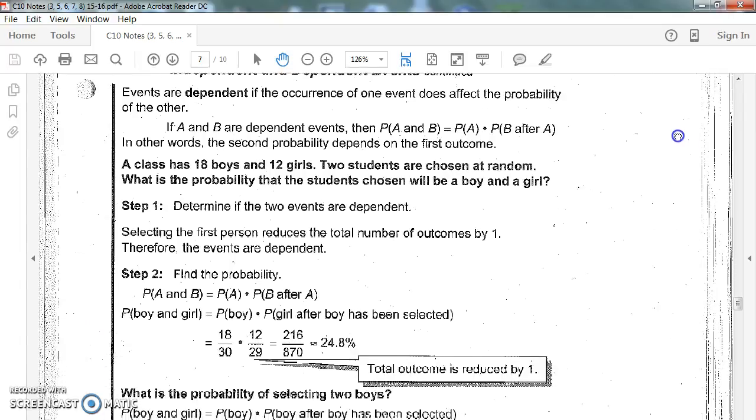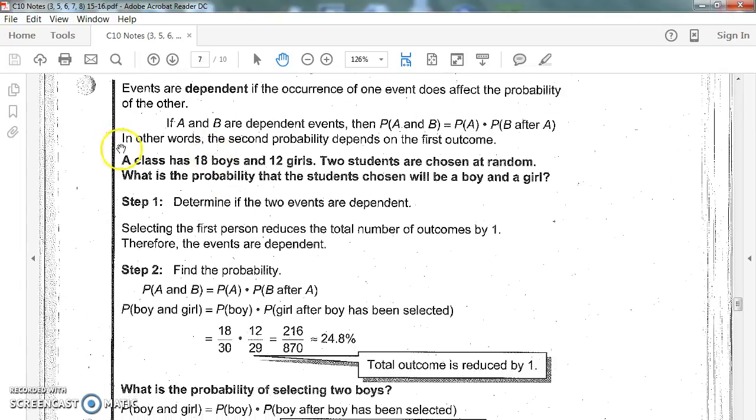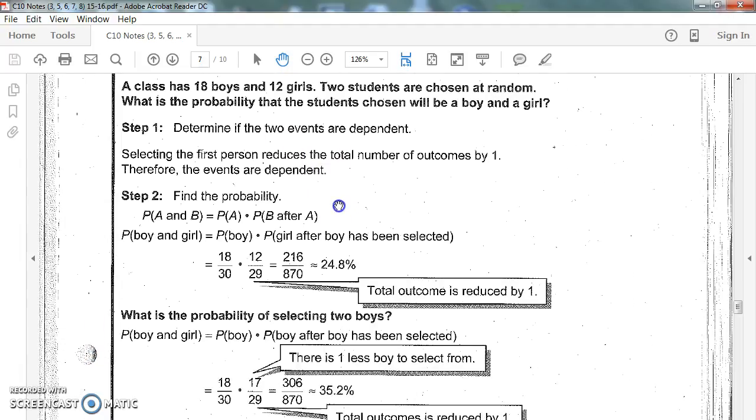Okay, events are dependent if the occurrence of one event does affect the probability of the other. And then we're going to multiply the probabilities together, but the second one is going to be altered slightly. A class has 18 boys and 12 girls. 2 students are chosen at random. Now you're not going to want to select the same student twice. So you would have to figure out what happens to your total number and to your top number after you've selected the first student. So what is the probability that the students chosen will be a boy and a girl?